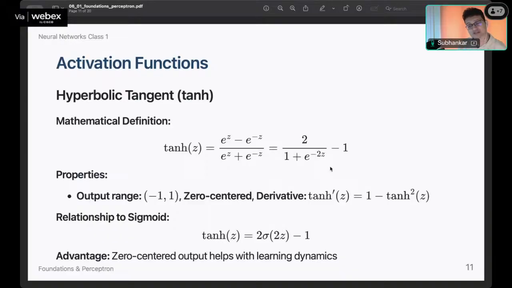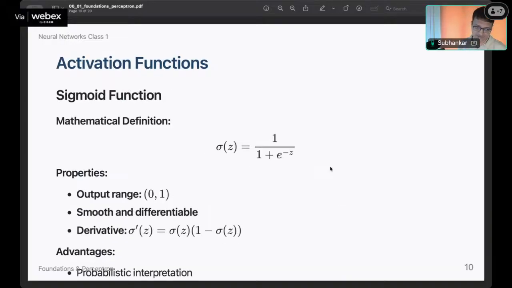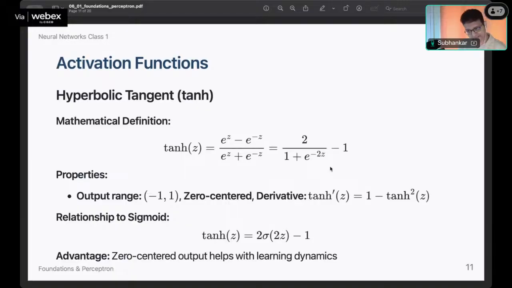Tanh also will suffer from the vanishing gradient problem. At the very high value of z, it is closer to 1. At a low value, like minus infinity, it is closer to minus 1. So the same problem will come. It solved only the zero center issue, but for large values of z, it will still have vanishing gradients. The gradients will become very small.